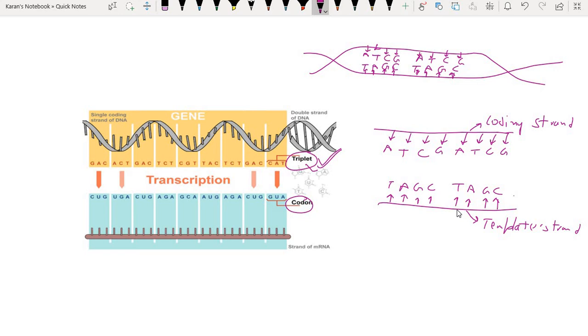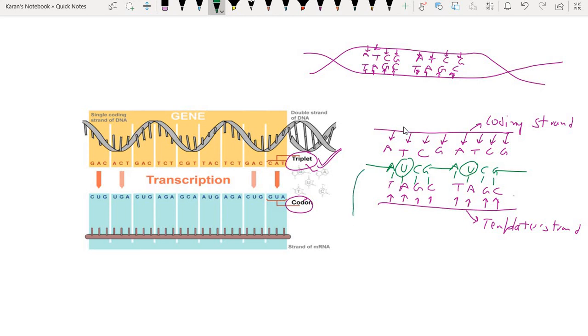Now I'm going to show you the synthesis of the RNA. So you can see, now the RNA will get formed, but as we know, the RNA will be formed by using the template strand. So according to the template strand, the RNA formed will be A, U, C, G, A, U, C, G. I'm using uracil here because it is RNA which is getting formed here, right? So this is the whole strand of RNA which is getting formed from the template strand.